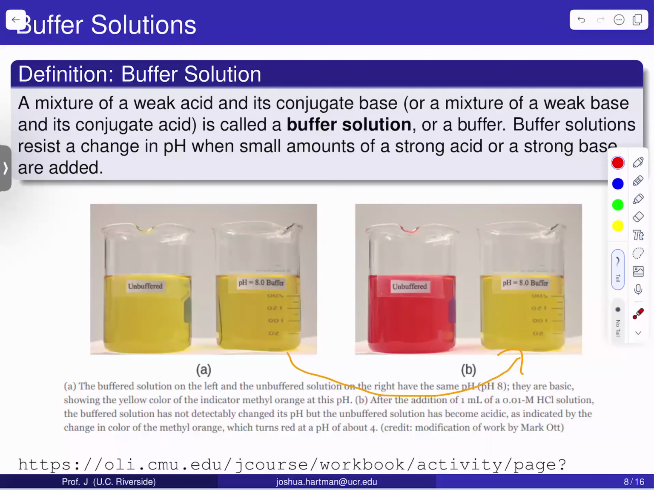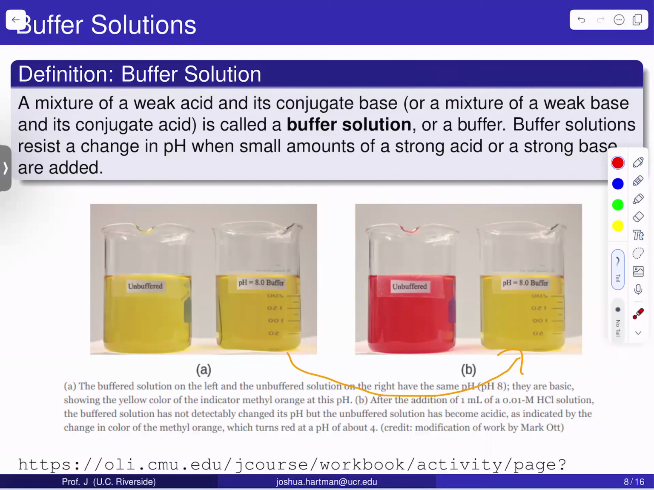To put this into a formal definition, we're going to define a buffer solution as a mixture of a weak acid and its conjugate base, or a mixture of a weak base and its conjugate acid. Either way will work. And we'll use the term buffer solution or simply buffer interchangeably. Buffer solutions resist the change in pH when small amounts of strong or weak, for that matter, acids or bases are added.